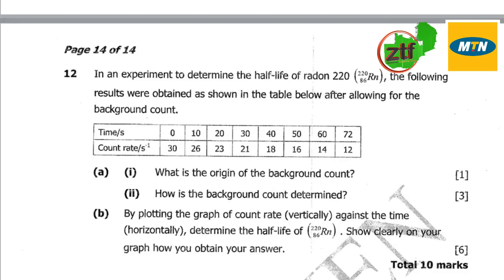Part A, part 1. What is the origin of the background count? The background count comes from the background radiation, and this is coming from the environment, from rocks, and all of us seated here. Even yourselves, viewers, you are experiencing this background radiation because it is coming from the surroundings, from the rocks, and we are absorbing this radiation on a daily basis.